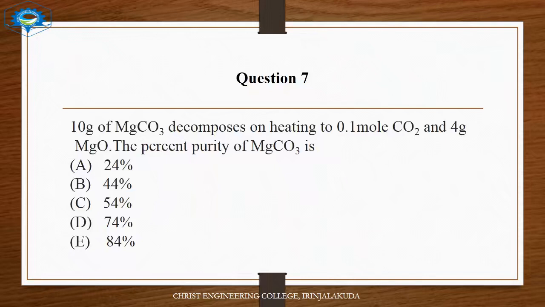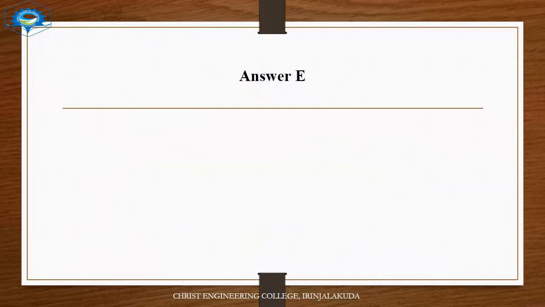Just remember the table. If the number of electrons is 14, then bond order is 3. Now the next question: 10 gram of magnesium carbonate decomposes on heating into 4 gram magnesium oxide and 0.1 mole carbon dioxide. What will be the percentage of purity of magnesium carbonate? Option A 24%, option B 44%, option C 54%, option D 74%, and option E 84%. Here the answer is E.